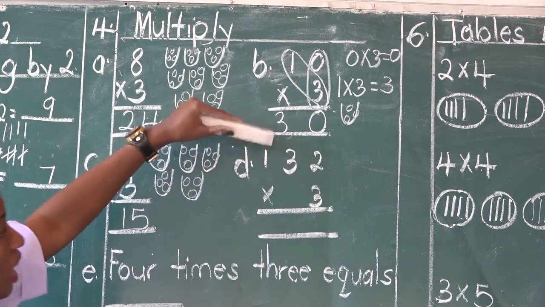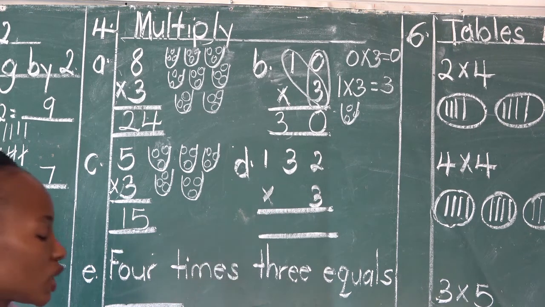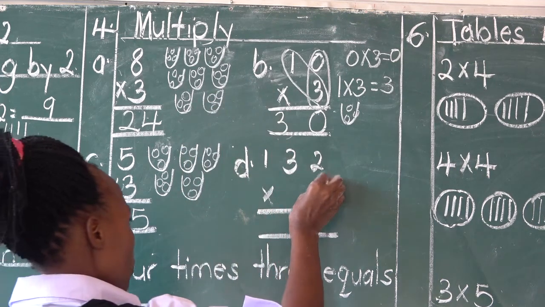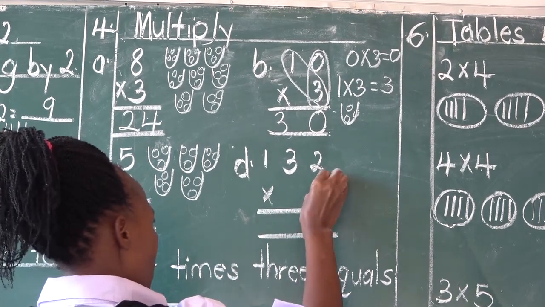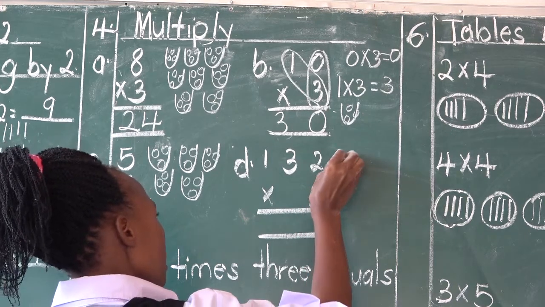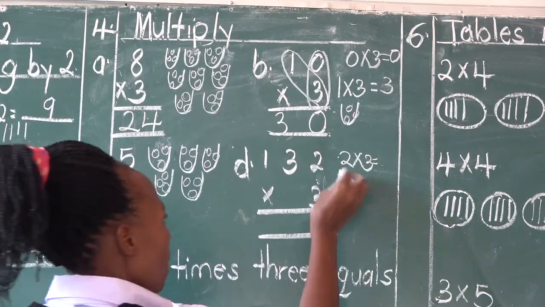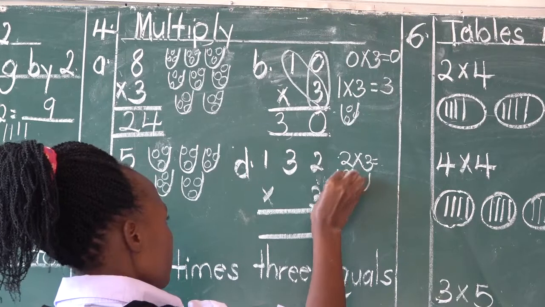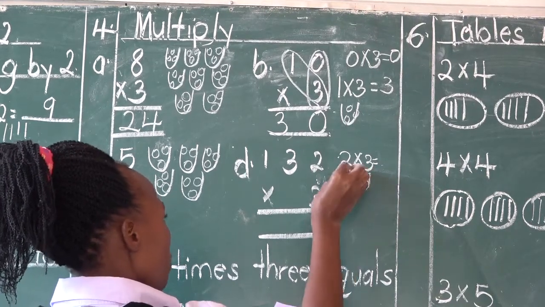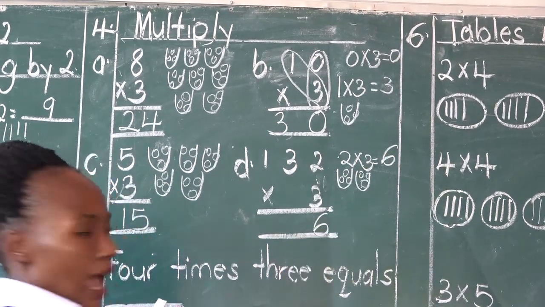And here we have 132 times 3. Are we going to form 132 groups? No. Still here we are going to use the idea of place values. I'm starting with the ones. Under ones we have 2 times 3, which forms 2 groups of 3: 1, 2, 3, 4, 5, 6. I write my number 6 under ones.